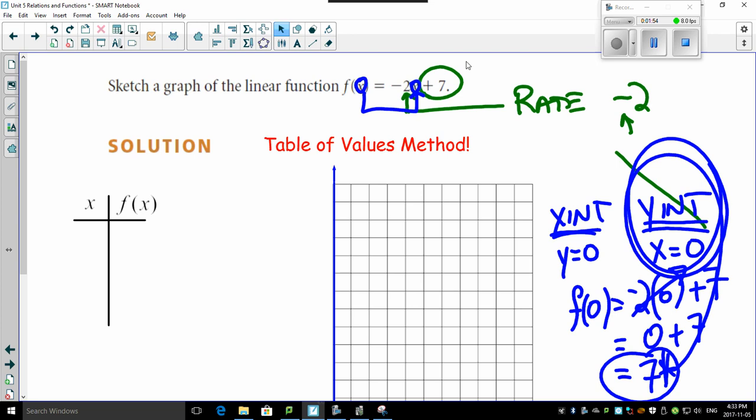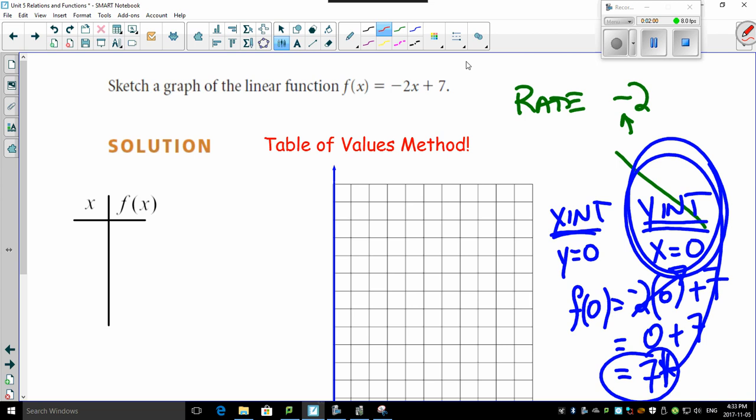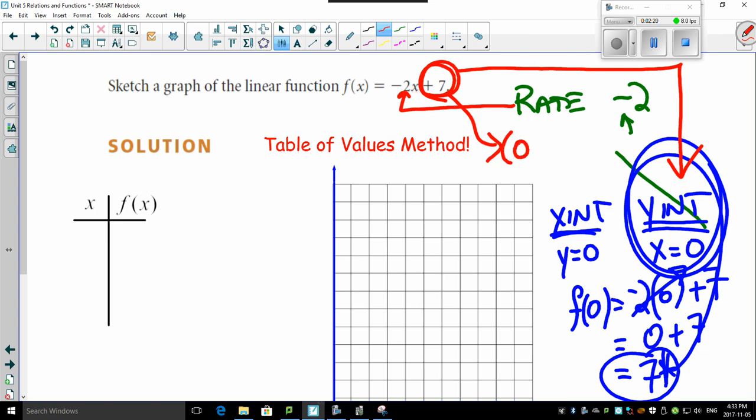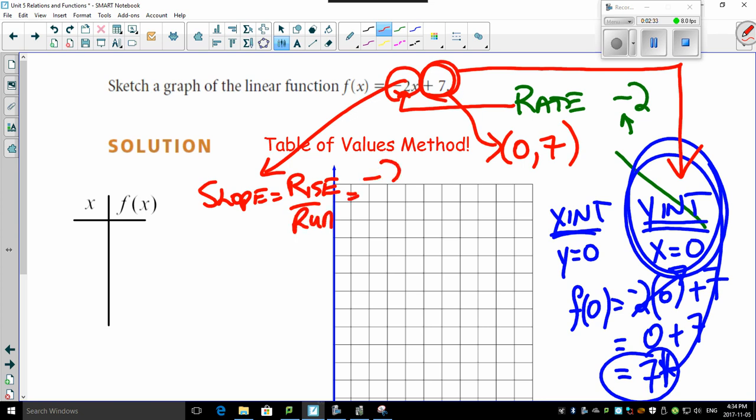But I want to show you something really, really cool. Let's go back to our original question. Remember, I said that was my rate, but look at this now. Oh my goodness. That automatically tells you your y-intercept. How wonderful. Because watch this. Now you have a point, which is (0, 7), and you have a rate, which is your slope, your rise over your run of -2, and everything can be made into a fraction by putting it over 1. So your rise is -2, your run is 1.